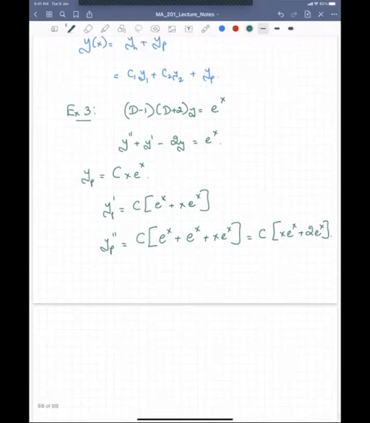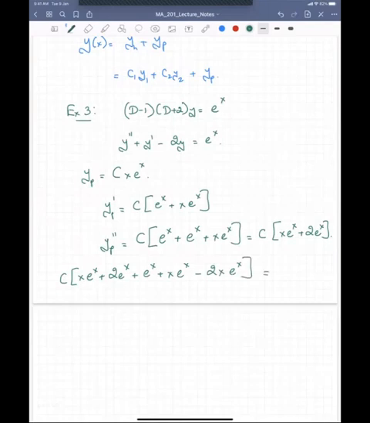So plug everything back in the differential equation. What do we get? Yp double prime would be c times, there will be a c that can be factored out, x e to the x plus 2e to the x, plus y prime would be e to the x plus x e to the x, minus 2y would be minus 2x e to the x. And this has to be equal to e to the x. So my c should be such that this equation is true. There are 2 factors of x e to the x and 1 factor of minus 2x.